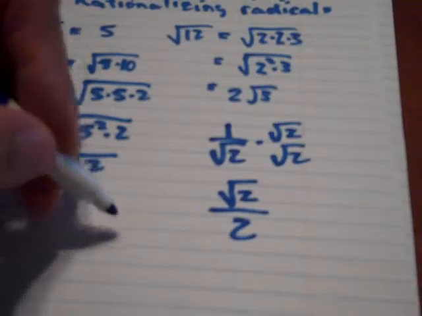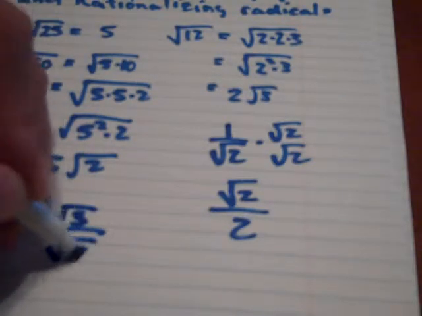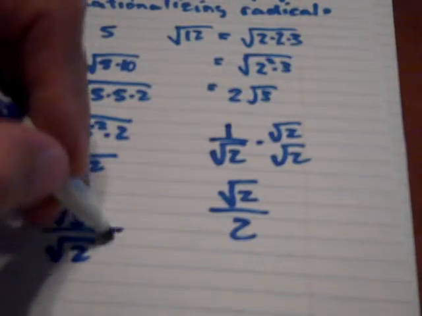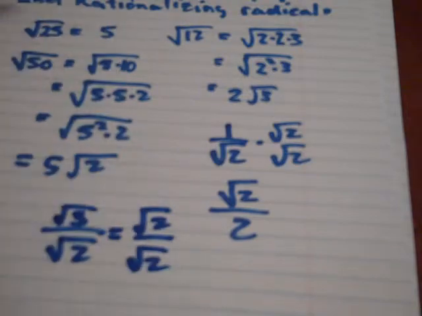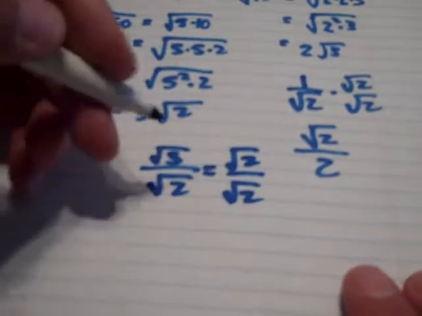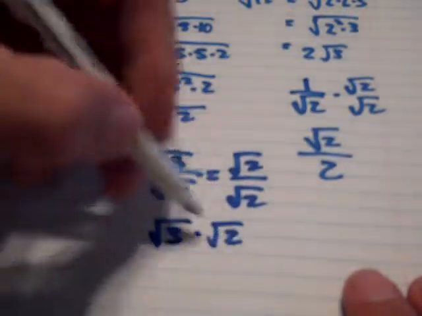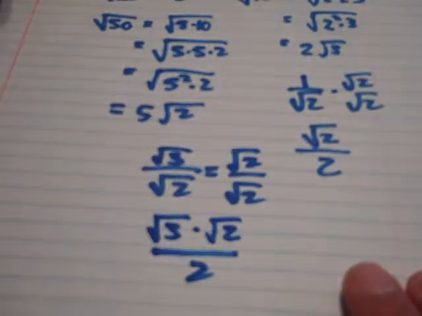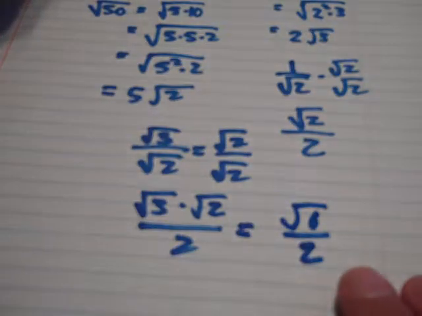Alright, so if we had, let's say, the square root of 3 over the square root of 2, then that could be simplified as the square root of 3 times the square root of 2 over the square root of 2. We haven't changed the expression. We just simplified the denominator to the square root of 3 times the square root of 2 over 2. Now the square root of 3 times the square root of 2 over 2 is the same thing as the square root of 6 over 2. And that's what we did today in class.